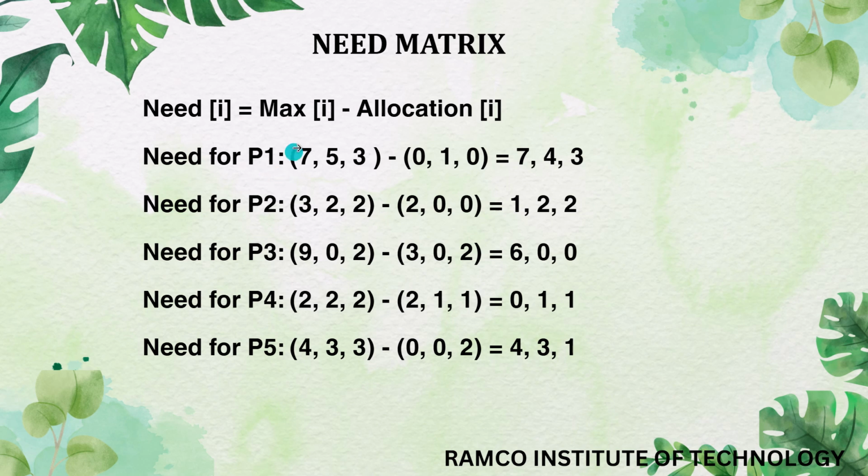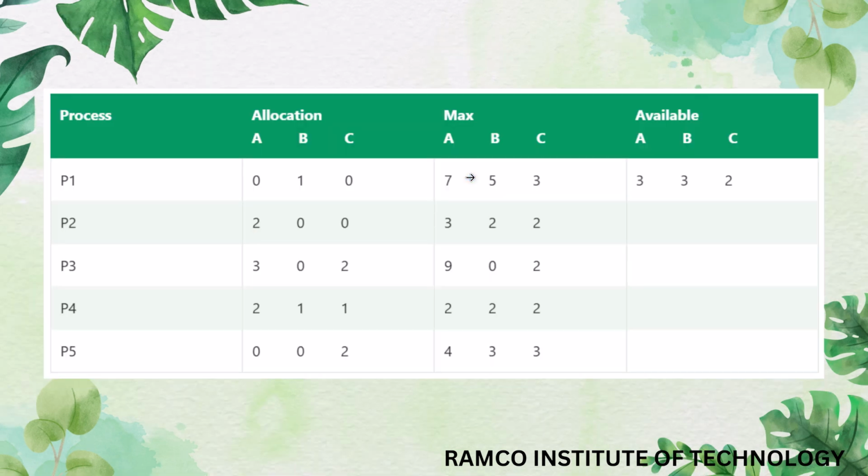So here the maximum of P1 is 7, 5, 3. These values can be taken from the input data. Then allocations also we can take from the input data. So the allocation of the particular process P1 is 0, 1, 1. So these values are given. Here the allocation is 0, 1, 1, then maximum 7, 5, 3. By subtracting this allocation from this maximum, we will get the need for the particular process P1. Likewise, we need to calculate the need for processes P1 to P5, just subtracting the allocation from the maximum.